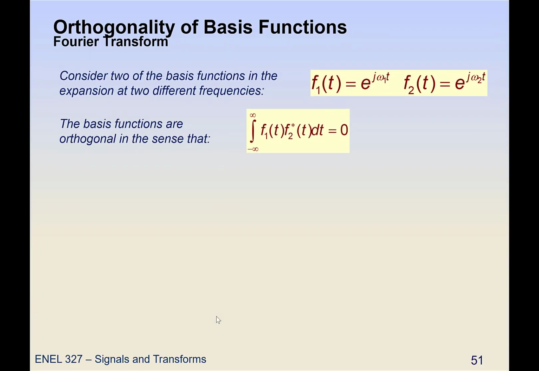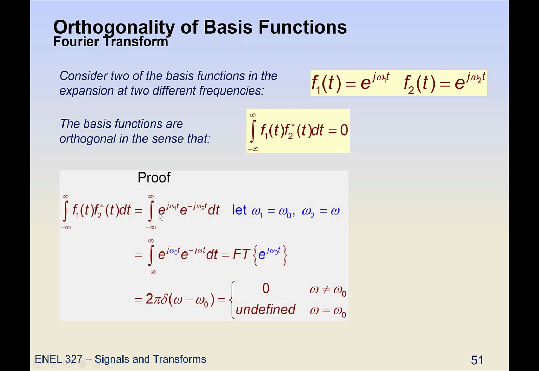Okay, now what about the Fourier transform? So what are the basis functions for a Fourier transform? Well, it's really just complex exponentials at two different frequencies. These basis functions are also orthogonal. So every single frequency component in a Fourier transform is orthogonal with every other frequency component in a Fourier transform.